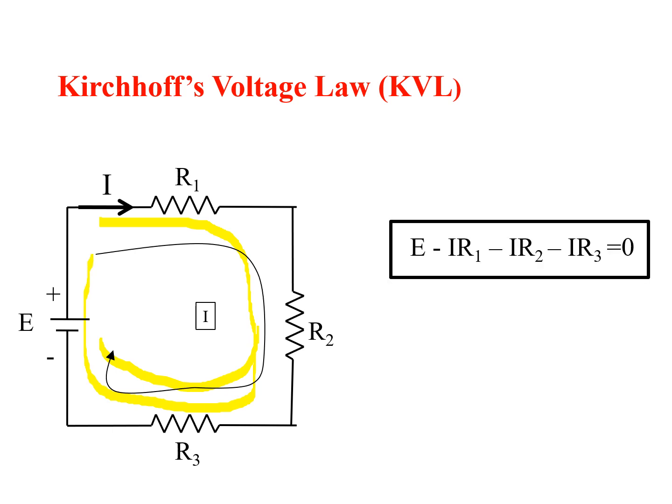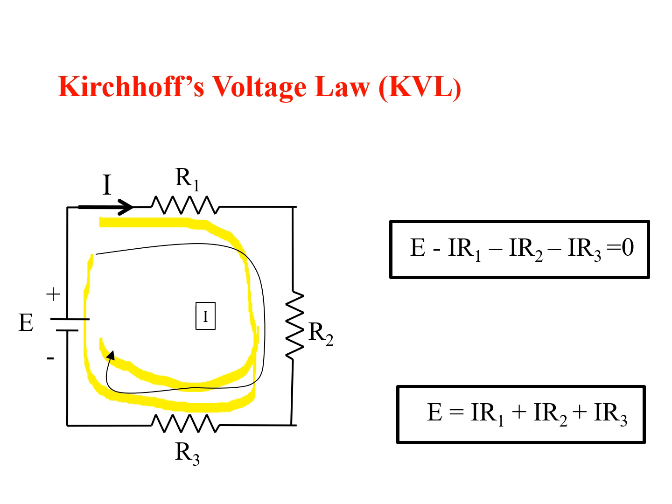If we apply KVL to this network, it comes out to be E minus IR1 minus IR2 minus IR3 is equal to 0. So the final equation is that EMF is equal to the product of current and resistances. As there are three resistances, there are three voltage drops here, so this will be a summation.